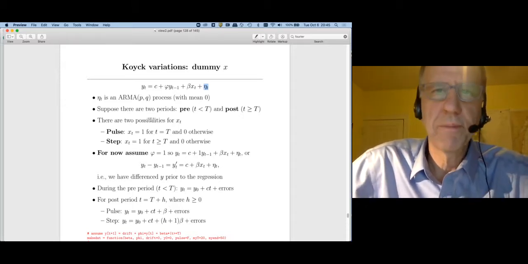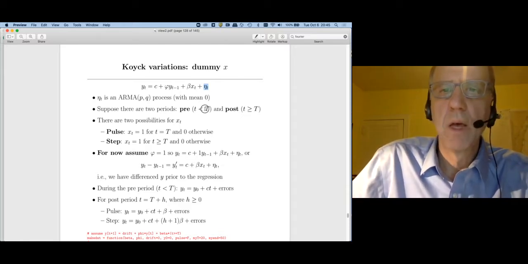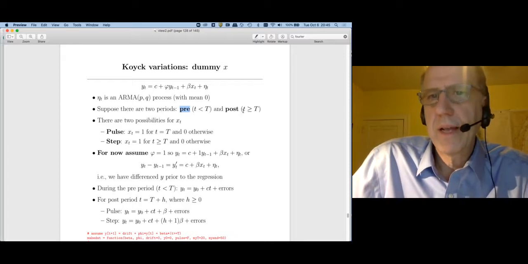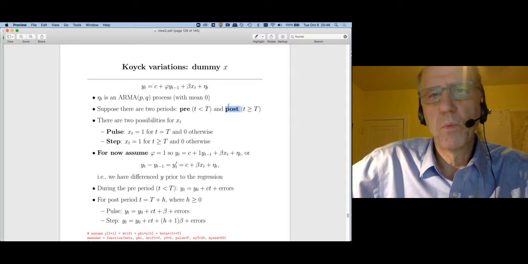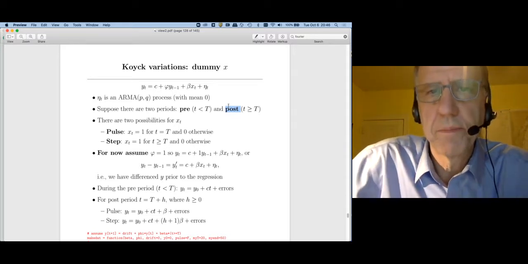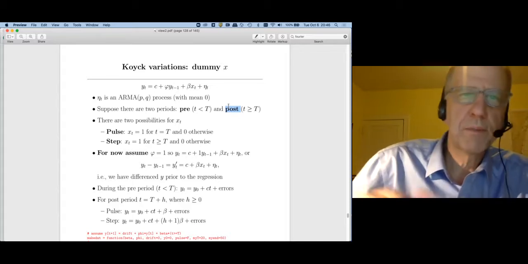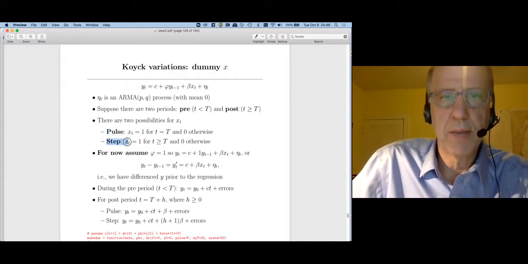So officially something happens at time big T. All of the time prior to big T, I'm going to call the pre-period, and everything that happens after that is the post-period. We're going to consider two possibilities for this xt variable. The two possibilities are sometimes called the pulse and the step.